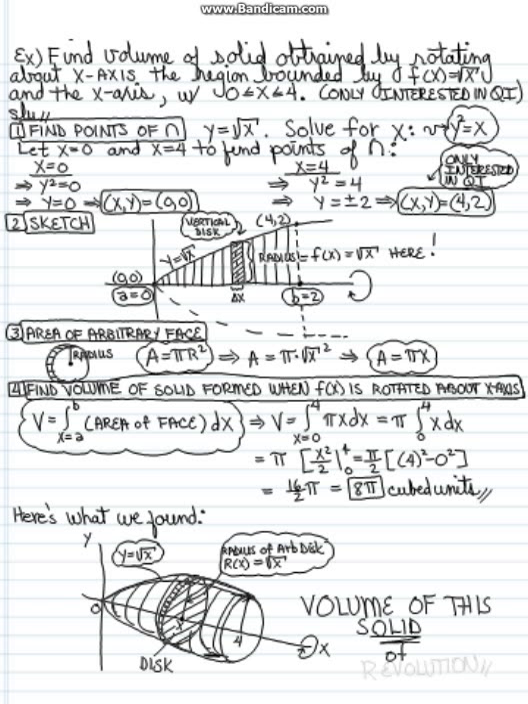So this is the volume of the solid of revolution that we form by taking the function y equals the square root of x only in the first quadrant from x equals 0 to x equals 4 and spinning it around the x-axis. That volume is equal to 8 times pi.